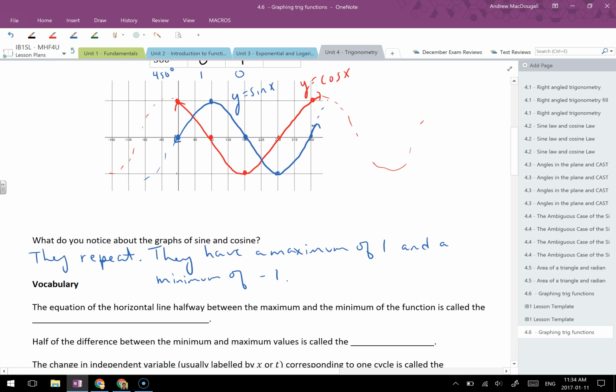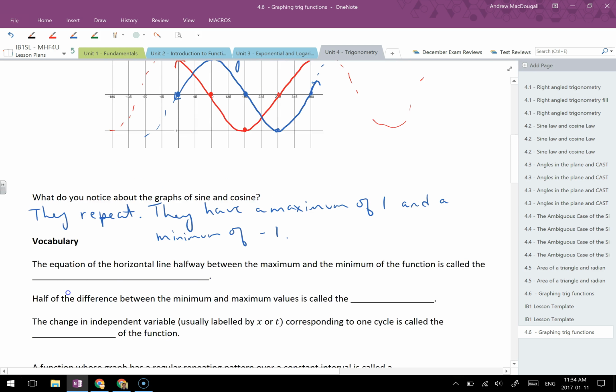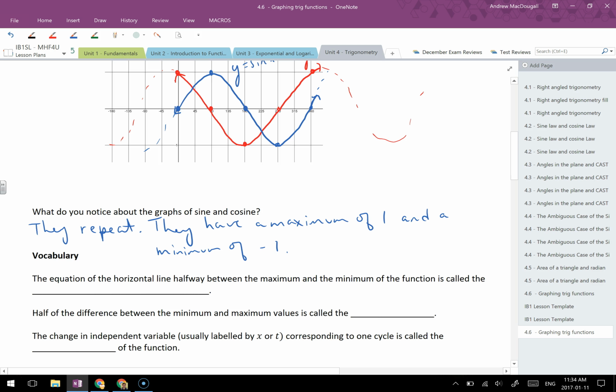Because these functions have so many interesting properties, there's a lot of unique vocabulary that can be used to describe them. You'll notice that there is a horizontal line that goes halfway between the max and the min that really kind of cuts them in half. This is called the principal axis, or the equation of the principal axis.